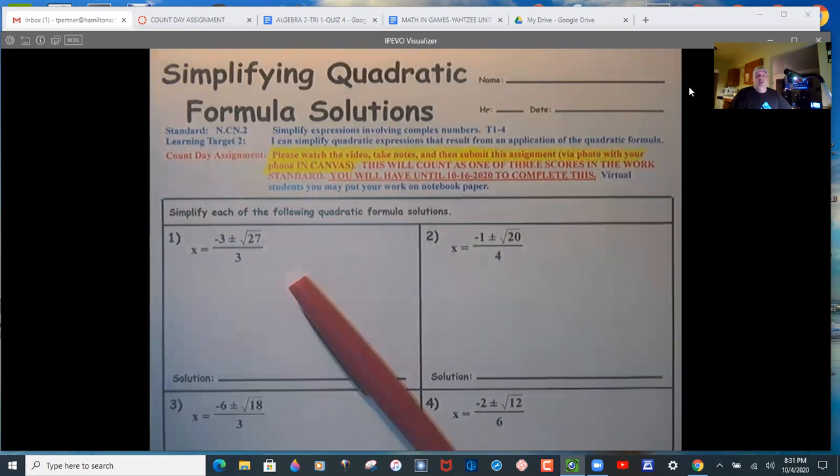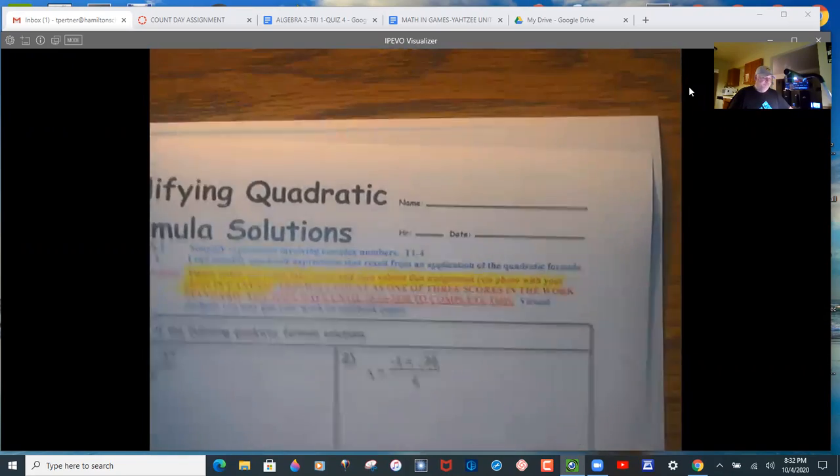I haven't used Canvas yet to post assignments, but this one will be posted in there. And you need to do it preferably on Wednesday. It's going to count as a work standard grade, so make sure that you do this. And this is leading us into the first part of the next unit.